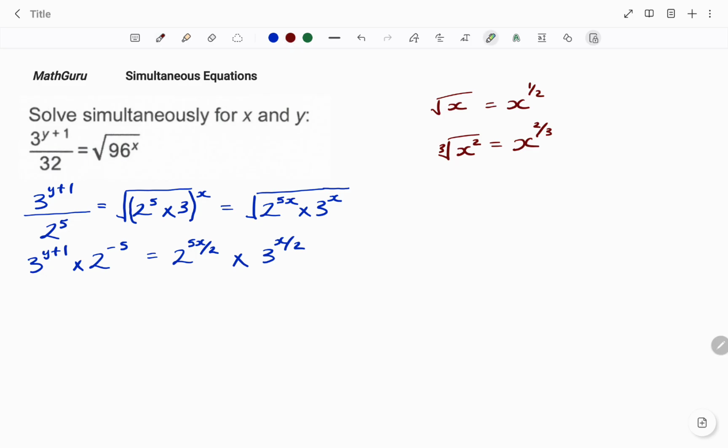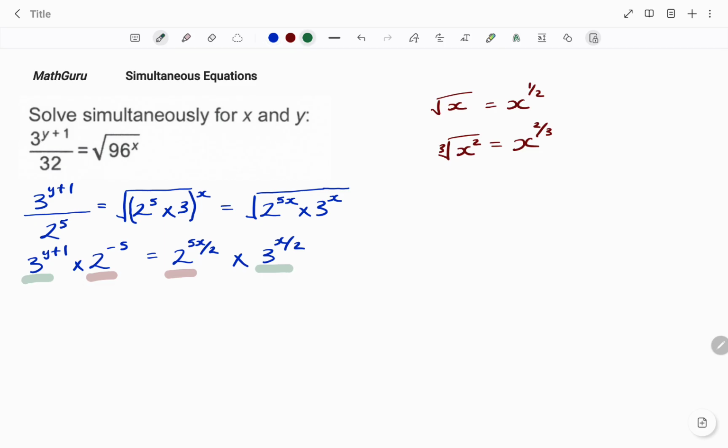you can see that on my left hand side, I have the base of 3 multiplying the base of 2. And likewise on my right hand side, I have the base of 2 and the base of 3, which are equal bases on both sides. So what I'm going to do is to equate the exponent that has the same base. So that means I'm going to equate the exponent of 3 on my left with the exponent of 3 on my right, and likewise the exponent of 2 on my left with the exponent of 2 on my right.